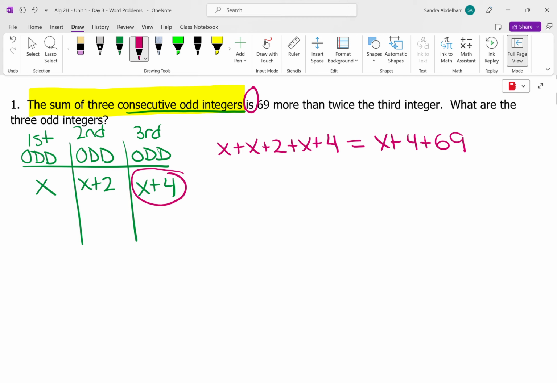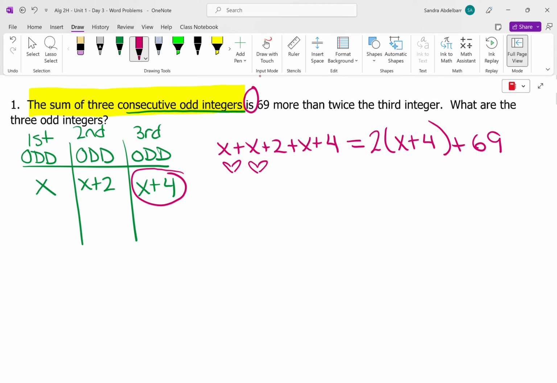What are the three integers? We have our equation. Now we just solve. Oh, did it say twice it? Oh, sorry, guys. 69 more than twice the third. So we are plus 69, but then how am I going to represent twice the third? Max? Okay. 2 times x plus 4. Good. 2 and then in parentheses x plus 4. Are the parentheses important here? Yeah, because that 2 has to get distributed to the x and the 4. If the parentheses weren't there, it wouldn't go to the 4.